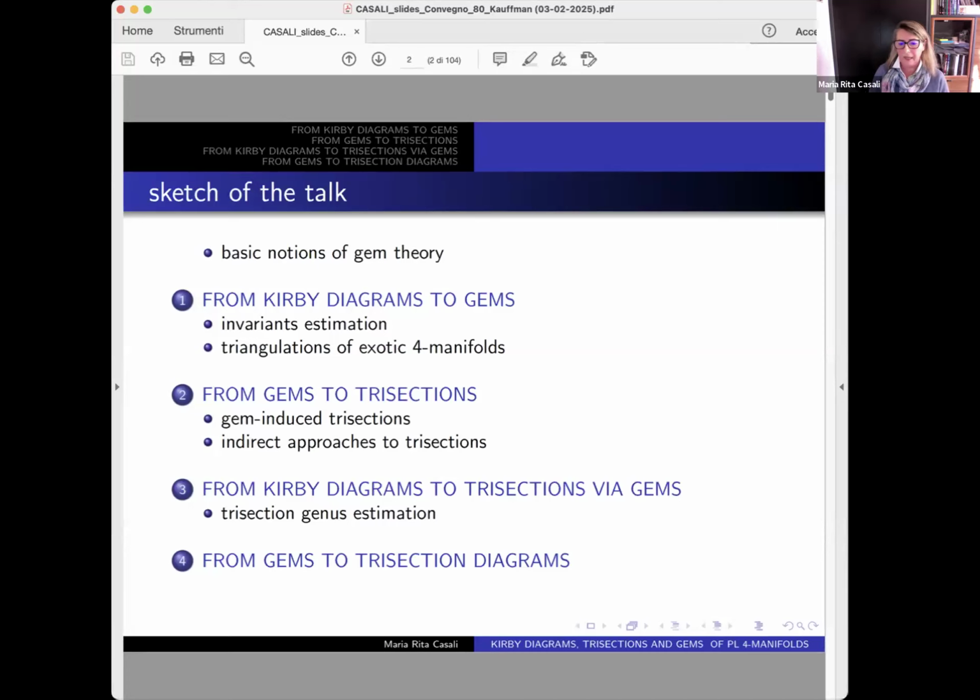And finally, if time permits, I will show how trisection diagrams can be easily obtained from GEMs, in particular when they arise from framed links.